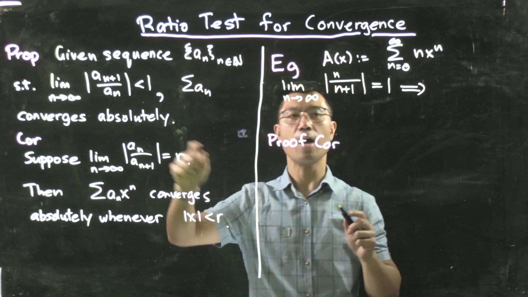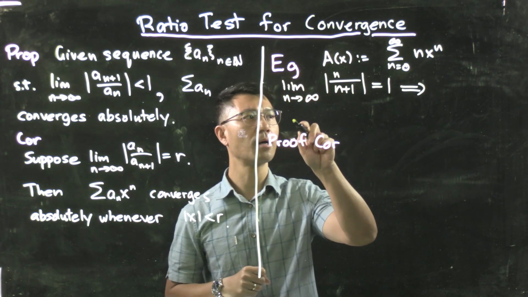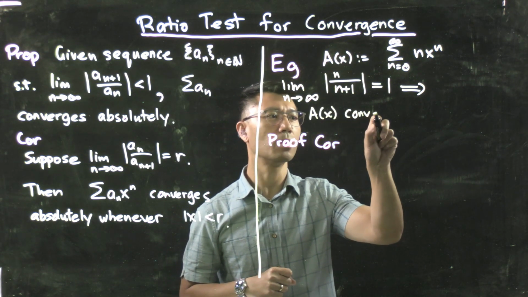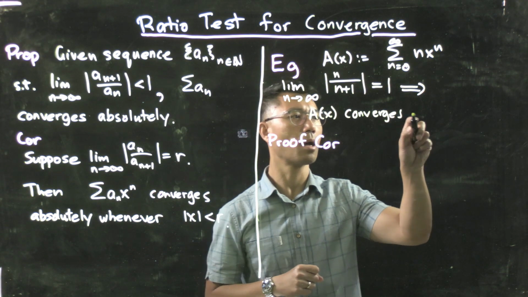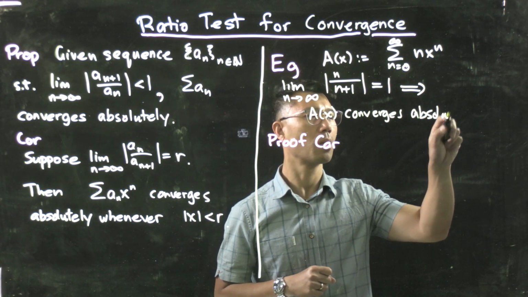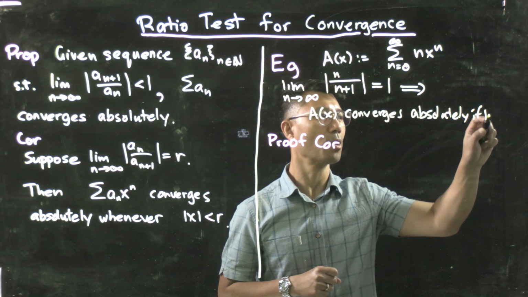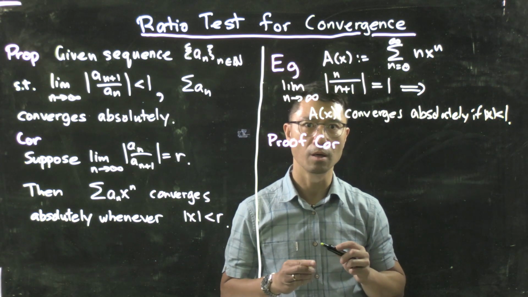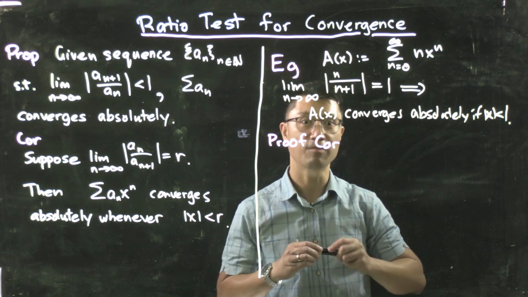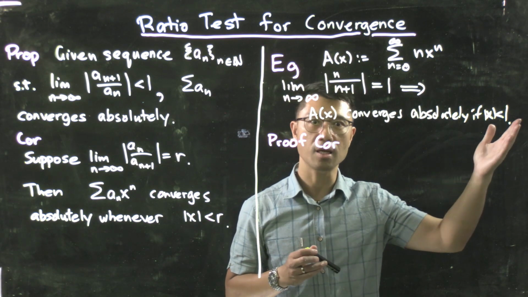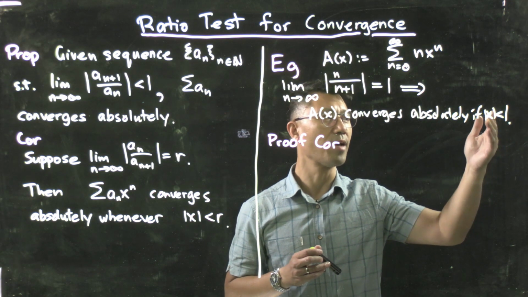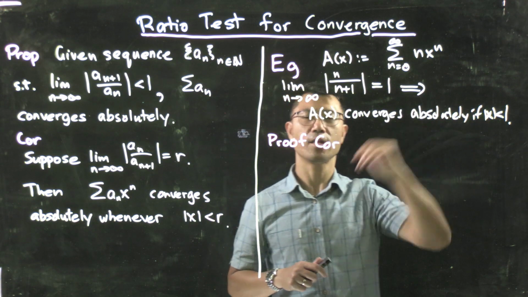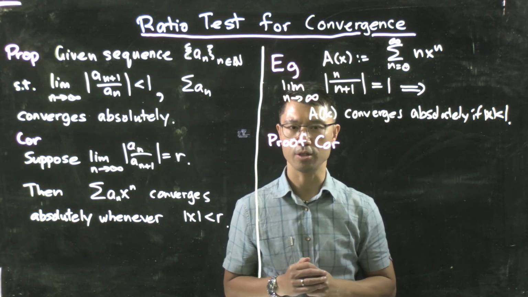What does this corollary then imply? That the series A(x) converges absolutely if the modulus of x is less than 1. That's a rather nice fact. Whenever the modulus of x is less than 1, just like for the geometric series, it converges for all those same values.